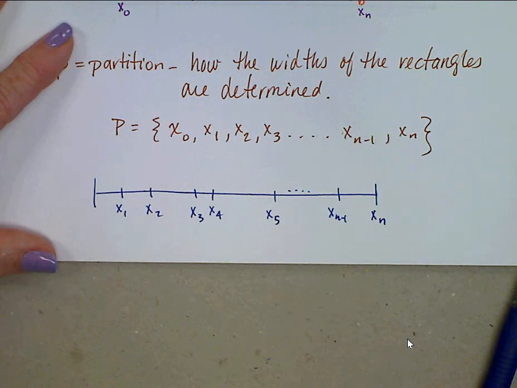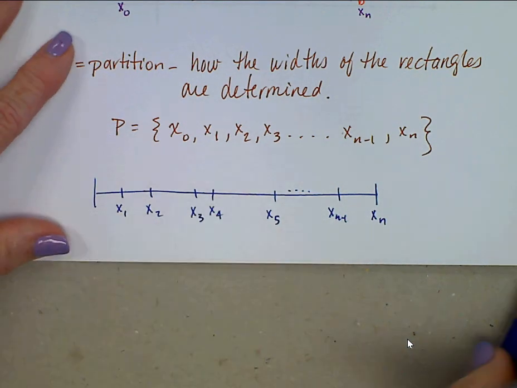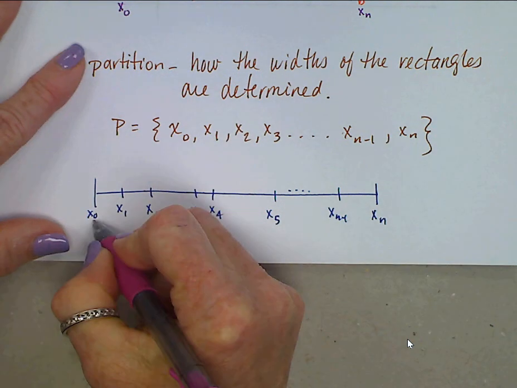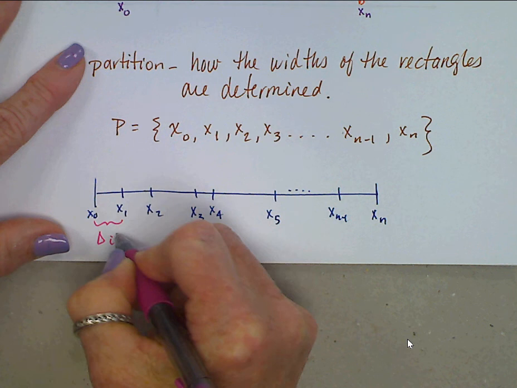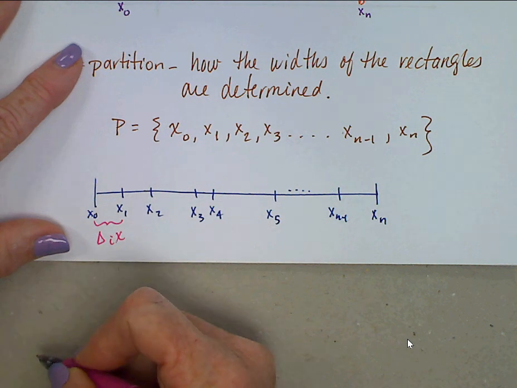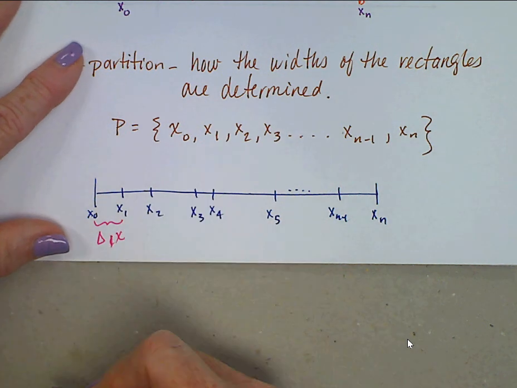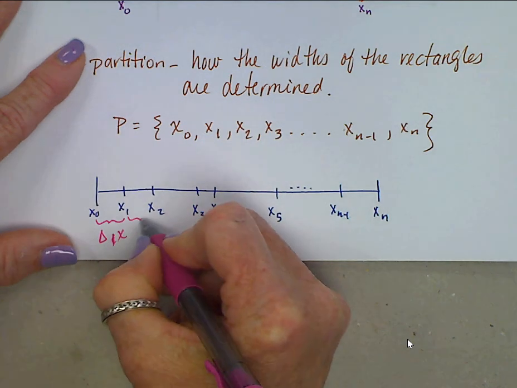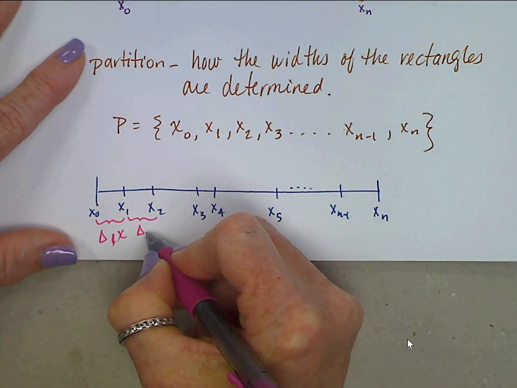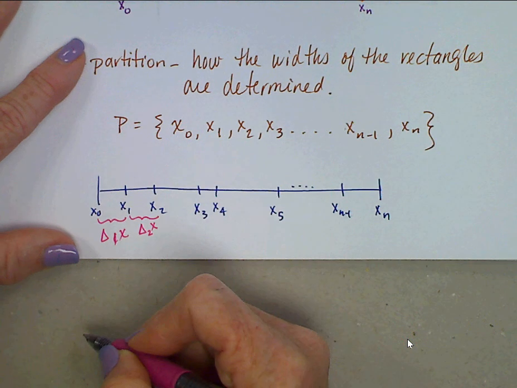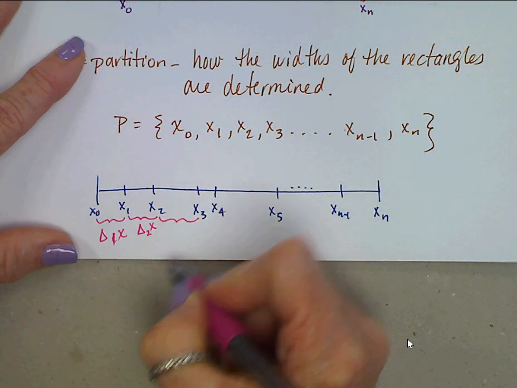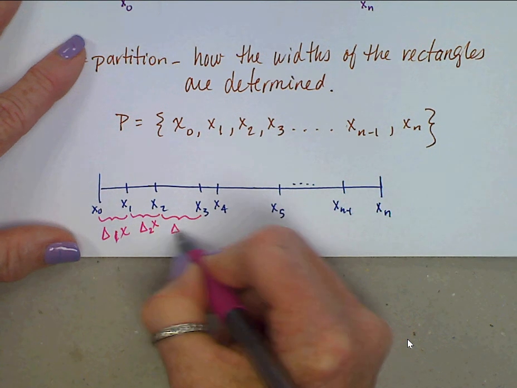Okay, this distance here between x sub 0 and x sub 1 is delta sub 1 of x. It's the first change in x. This one is delta sub 2 of x. It's the second change in x. And remember, these are not constant like they were before, so we have to identify them as all different.